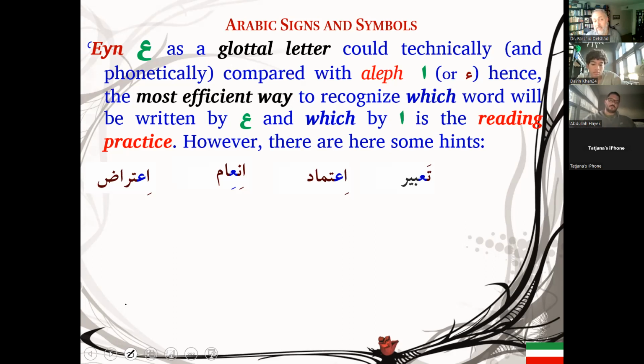You can, of course, imagine that this ʿeyn, and that is the second point that you have to take care of. Not only that the ʿeyn in Persian will be pronounced like an aleph, but also the notion that if you encounter ʿeyn in any word in Persian, that word is not of Indo-European background. It's not an Indo-Iranian word. It's not a Persian word. It's a loan word from Arabic.